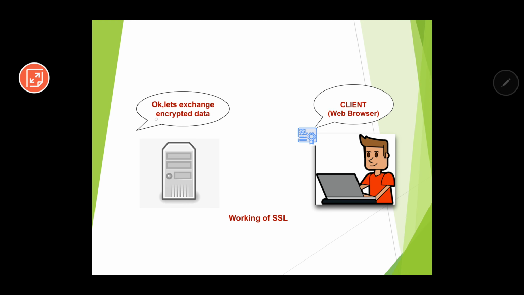After trust is ensured, the server will say, okay, let's exchange encrypted data. You should pay attention to this word. Let's exchange not only data but encrypted data, which means the data will be secured. After that, what will happen? Communication will take place. See, I've given a padlock here, and encrypted data will be shared between the two entities.